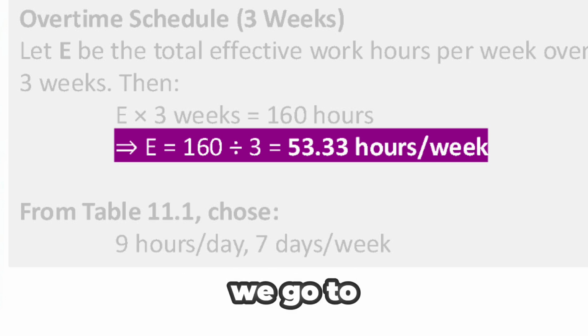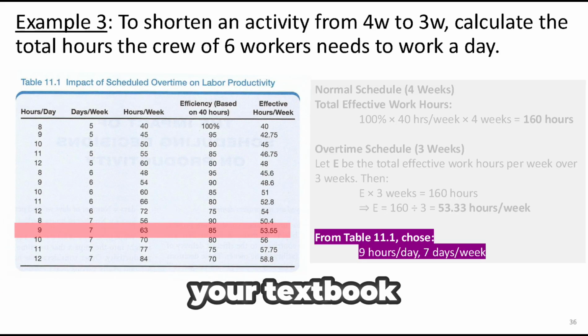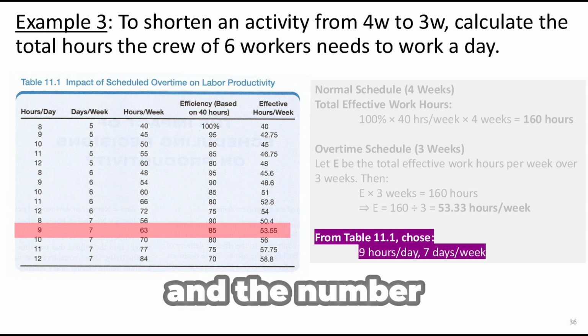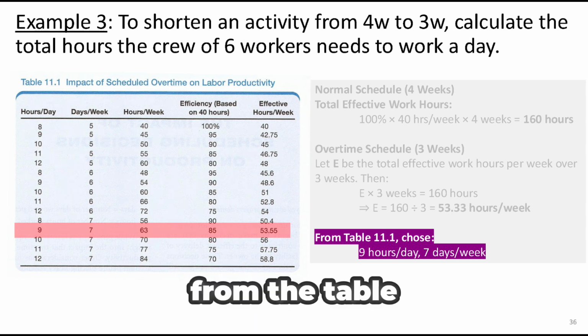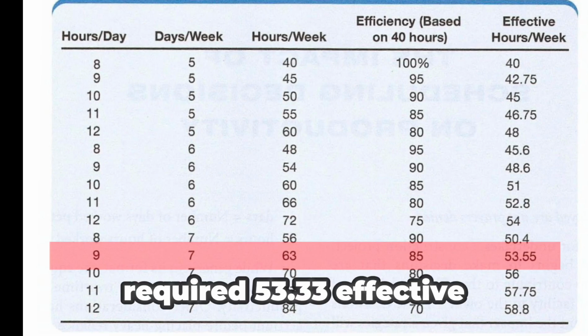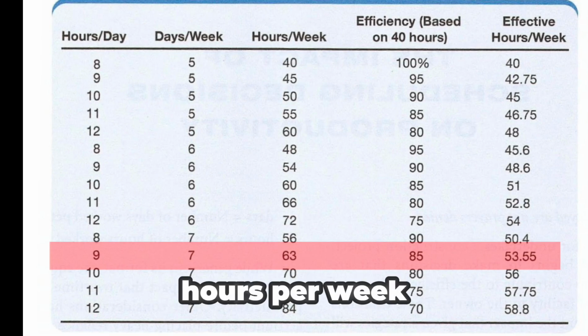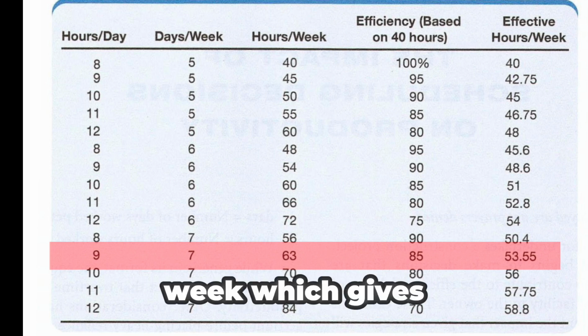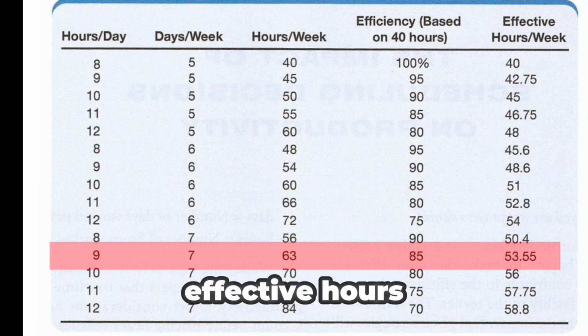At this point, we go to table 11.1 in your textbook. This table gives us the effective hours based on the number of hours worked per day and the number of days worked per week. From the table, we look for options that meet the required 53.33 effective hours per week. The closest match is 9 hours per day, 7 days a week, which gives us 53.55 effective hours.